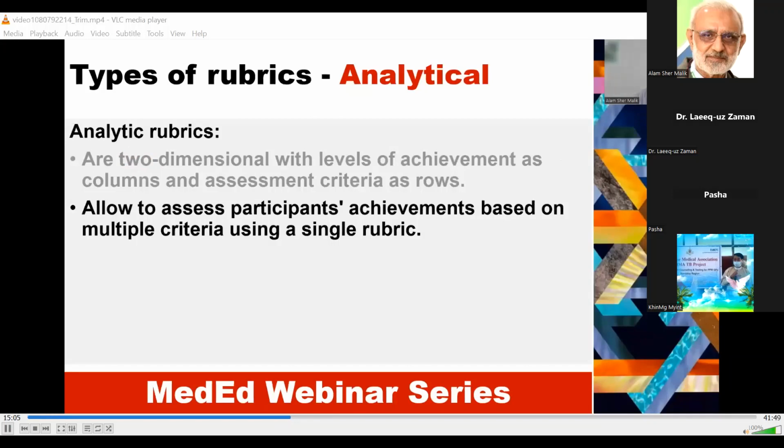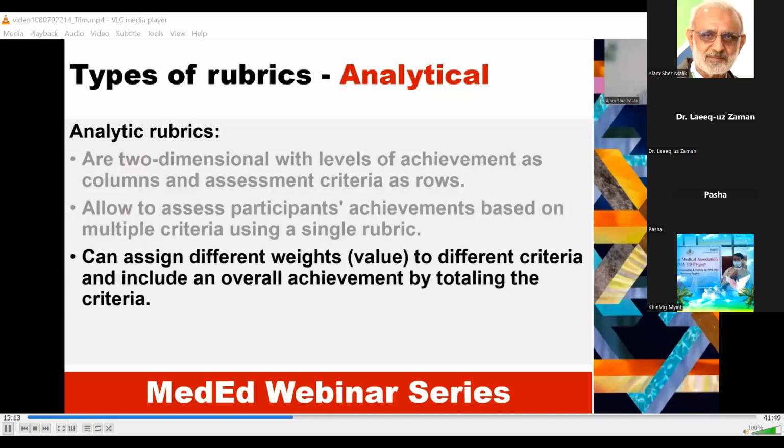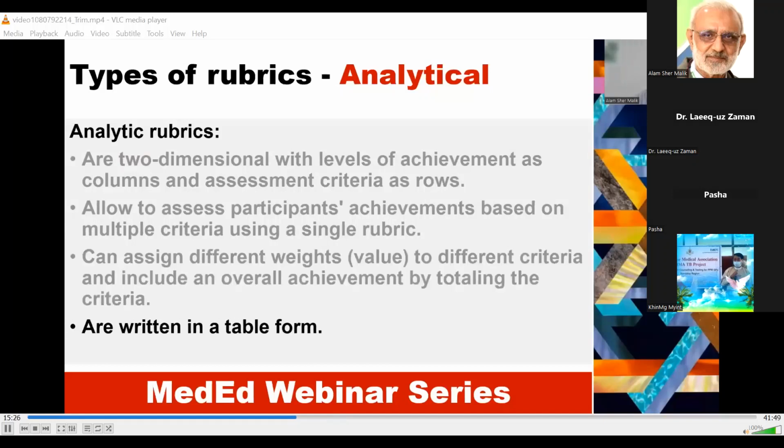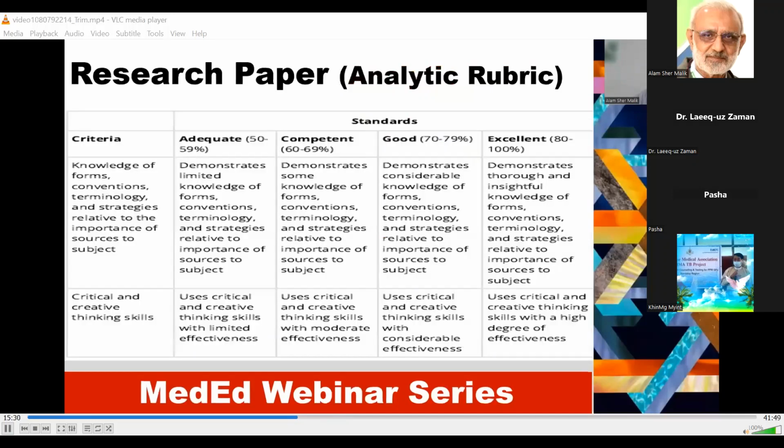Analytic rubrics allow to assess participants' achievements based on multiple criteria using a single rubric. Analytic rubrics can assign different weights or values to different criteria and include an overall achievement by totaling the criteria. Analytic rubrics are written in a table form.